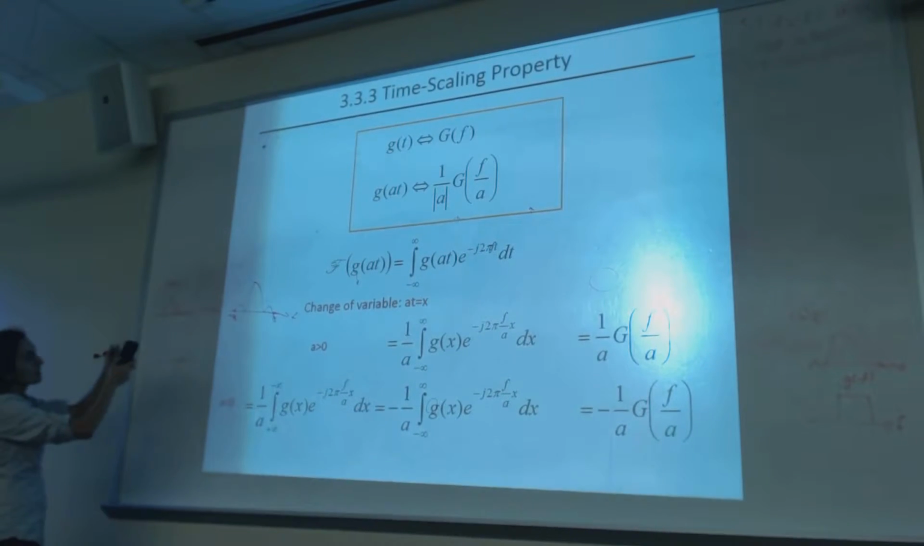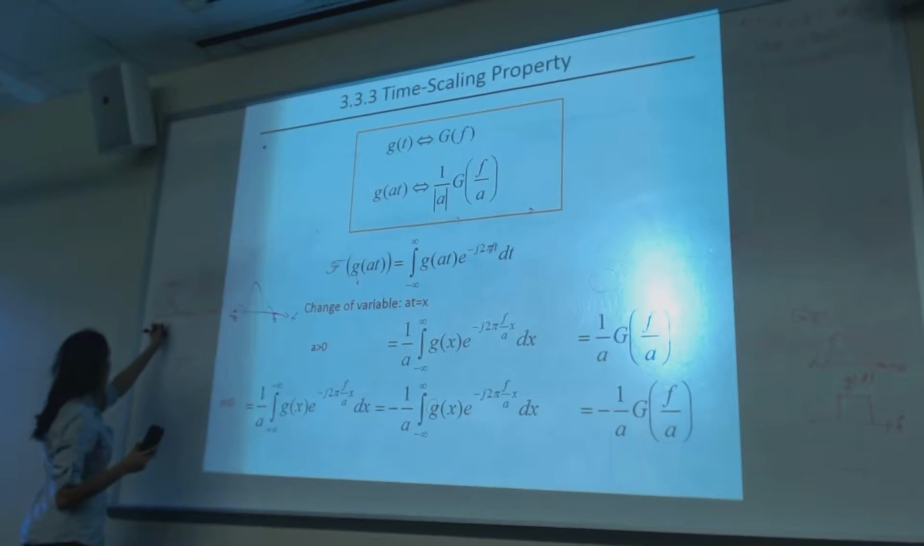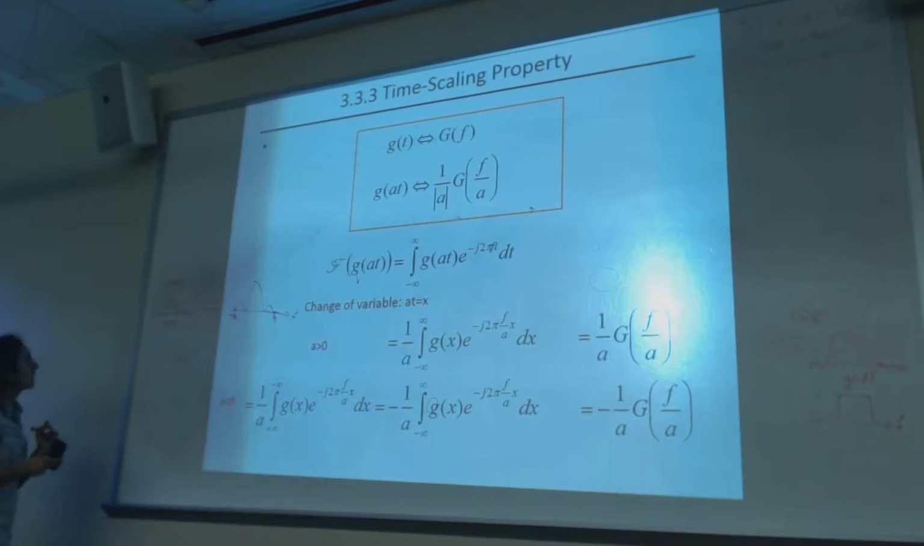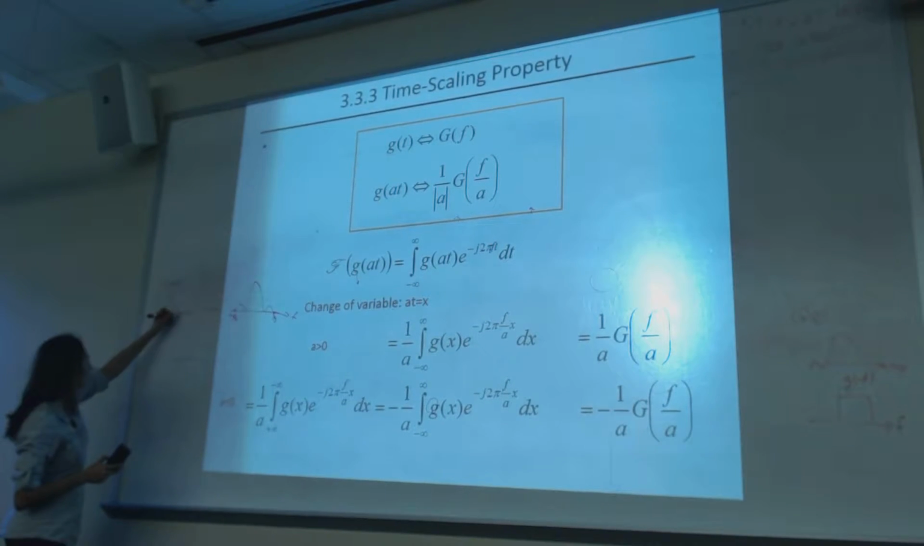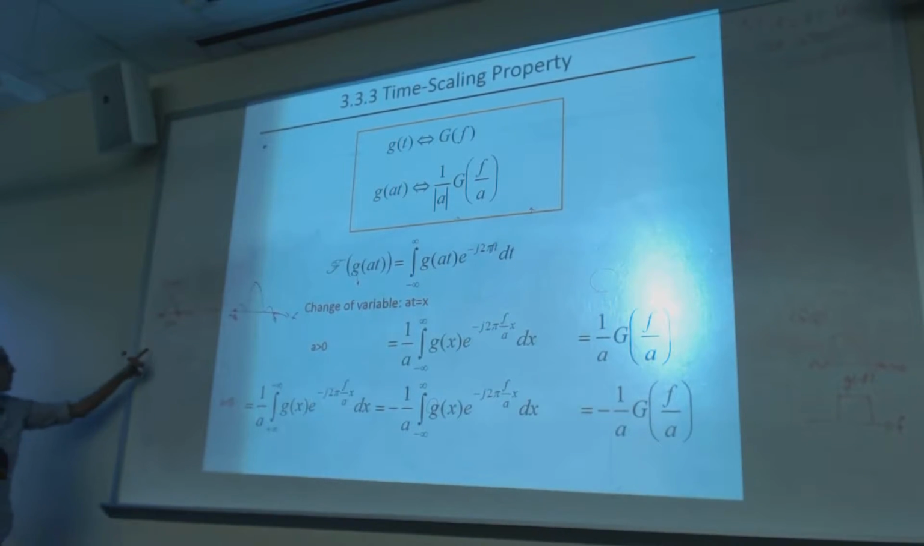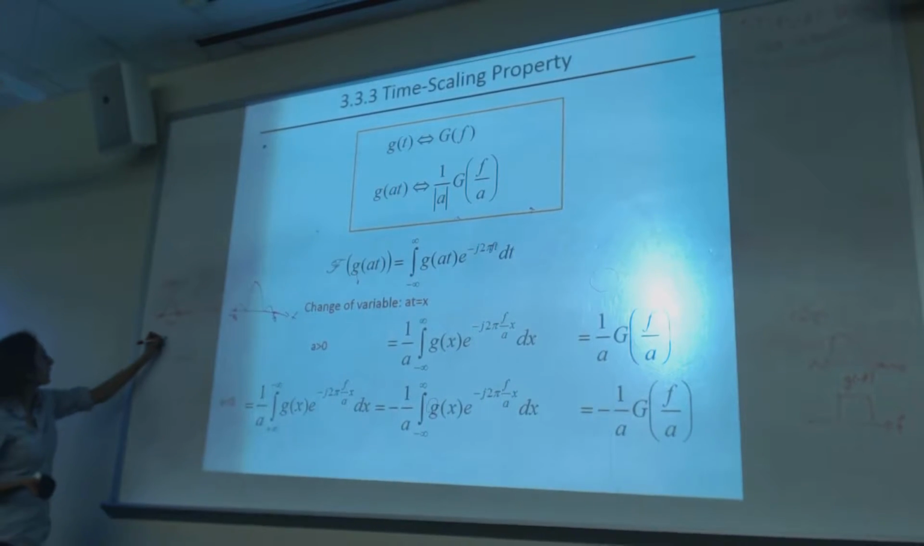Just now, if I have a scale, if I have g of at, anybody remembers how g of at looks like? So what does this one look like? Divided by a. Okay. It could be conversion or stretch depending on what's the value of a, but this is f over a.